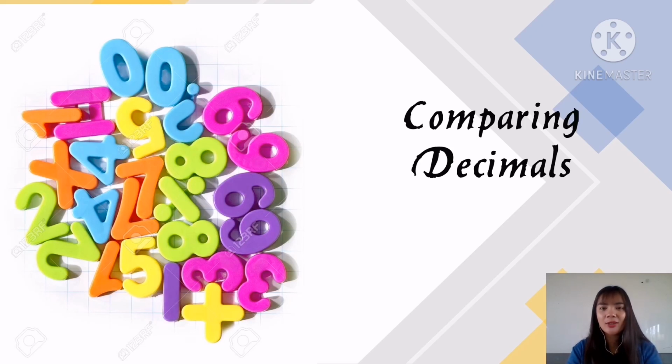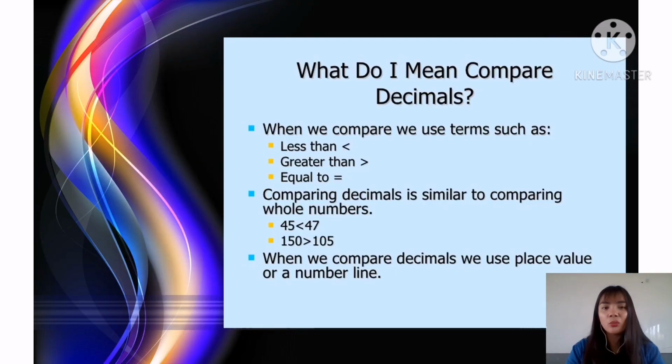Today's lesson is all about comparing decimals. When you hear the word comparing, what are the three symbols that we need to use? We have the greater than, less than, and equal. What do I mean by compare decimals? When we compare, we use terms such as less than, greater than, or equal.